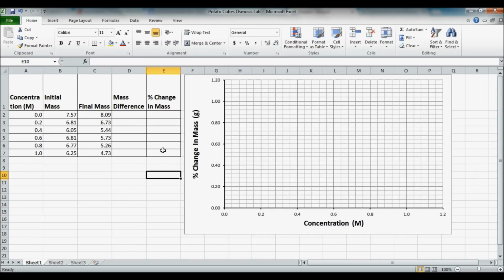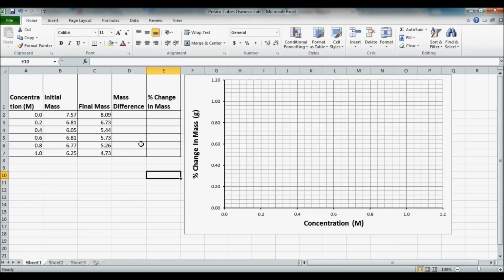in their mass. So that will help us a lot to calculate their water potential, because if there's no change in their mass, that means they have not gained any water, or they have not lost any water, so they were in an isotonic solution. So if we know the concentration of the solution, we can calculate the water potential of the potato cores.